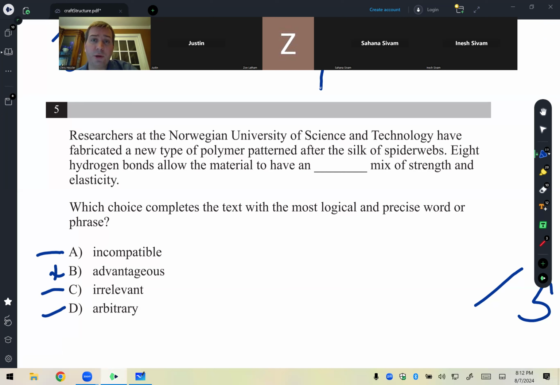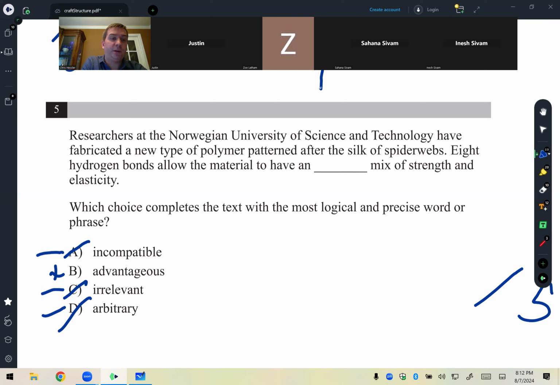Researchers at the Norwegian University of Science and Technology have fabricated a new type of polymer patterned after the silk of spider webs. Hydrogen bonds allow the material to have blank mixture of strength and elasticity. Okay. If you read any of the negatively charged words in here, it wouldn't make any sense. An arbitrary mix of strength and elasticity, what is that? What's an irrelevant mix of, why are we even talking about it if it's irrelevant?